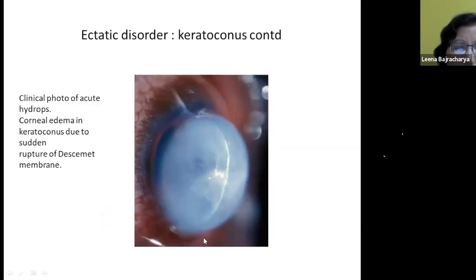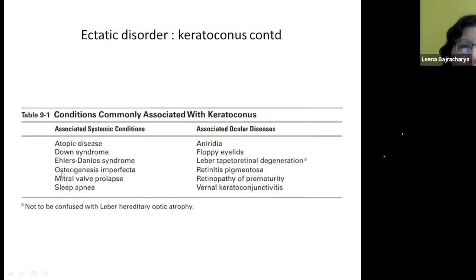Acute hydrops. This is the picture of acute hydrops, which occurs in advanced keratoconus due to a break in the Descemet membrane and swelling of the cornea. Conditions associated with keratoconus, the most common one being VKC; others may be retinitis pigmentosa, atopic disease, and Down syndrome.